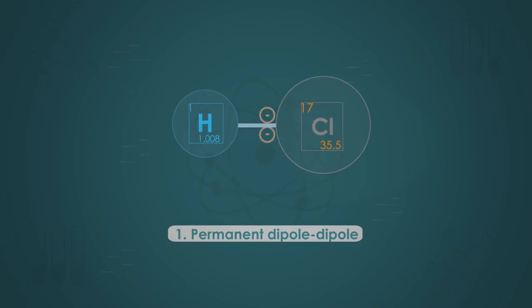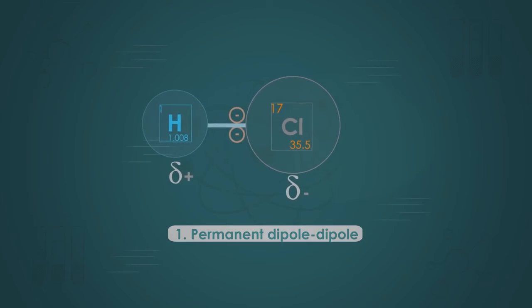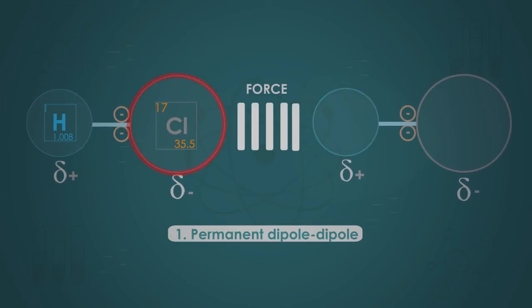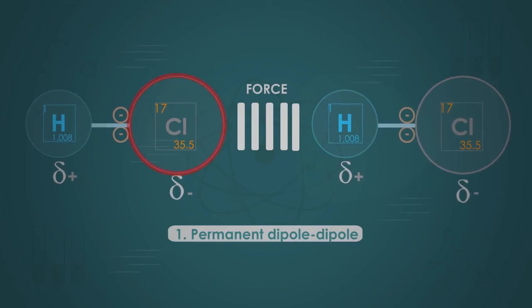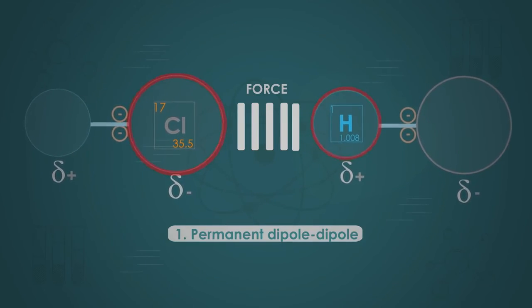Dipole-to-dipole forces exist between polar molecules. The electrostatic forces between the permanent partial positive charge pole of a molecule and permanent partial negative charge pole of adjacent molecules produce dipole-to-dipole forces. Molecules with higher polarity have stronger dipole-to-dipole forces.